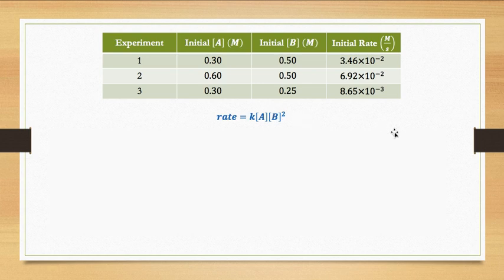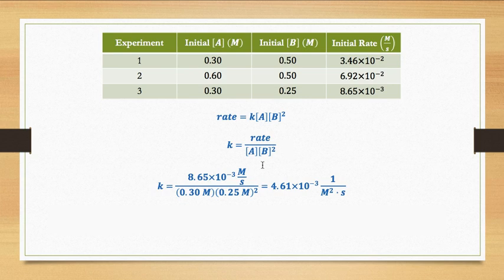But again, we can just solve for K and plug in any of these 3 points. So in this case, we'll take the third one. So 8.65 times 10 to the negative third molarity per second over 0.3 molar, which was the value for A, over 0.25 molar squared for B, because B was squared here. So now the actual value I end up with is 4.61 times 10 to the negative third. And notice the units here are 1 over molarity squared times seconds.